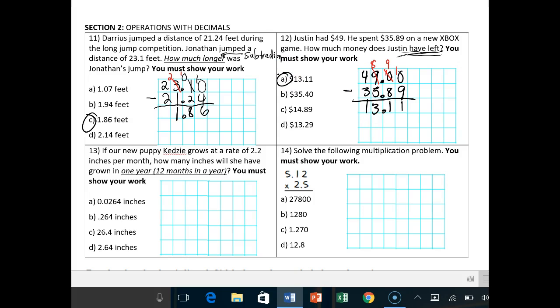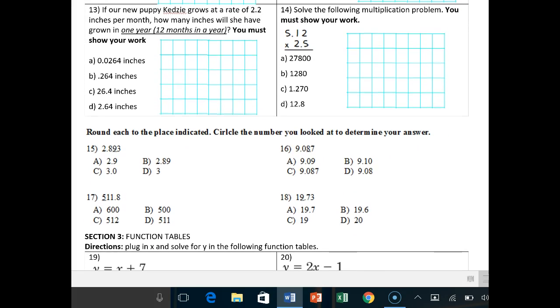Lining up your decimals was key on these problems, guys. I think a lot of us made mistakes because we didn't line up our decimals, therefore we borrowed wrong.